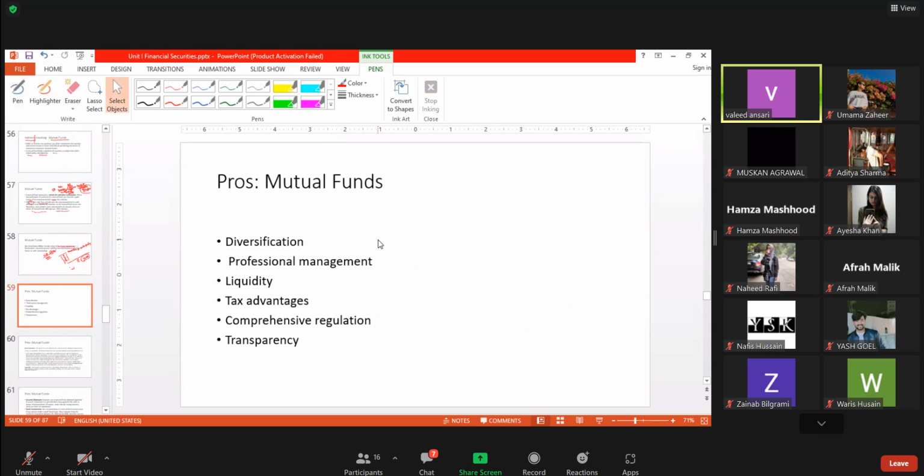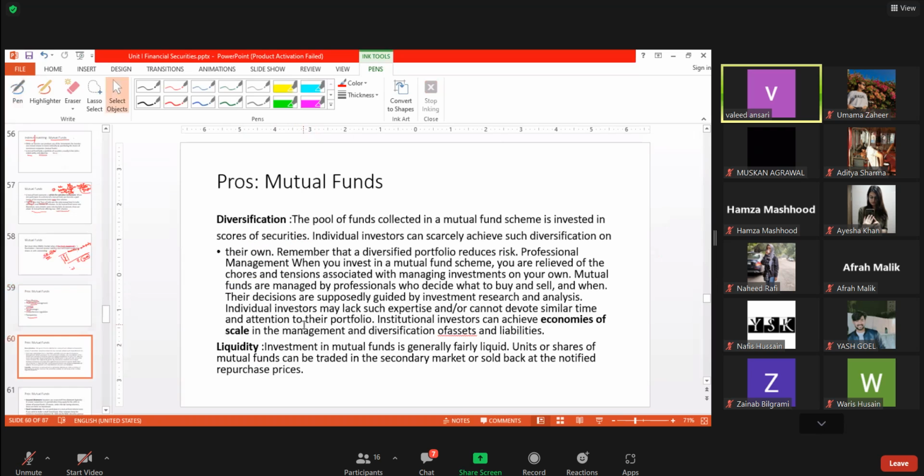Now, what are the benefits of mutual funds? Let us briefly understand. One of the benefits is that they provide diversification. Another is professional management. They also provide liquidity and tax advantage. Another important thing is the regulatory body: they have very strict regulation as far as mutual funds are concerned, and they are very transparent in operation. So let us go one by one and try to understand.